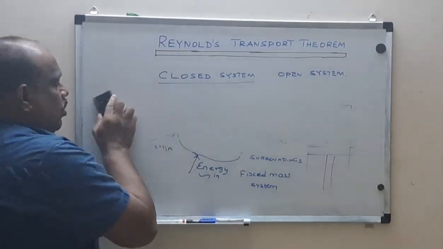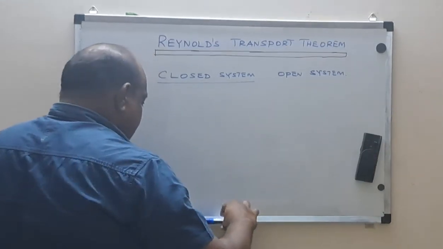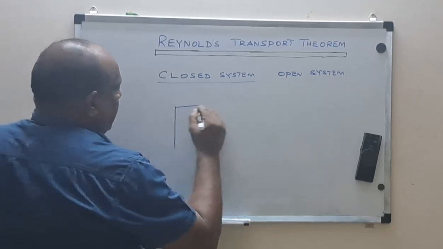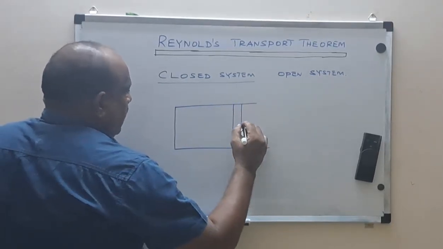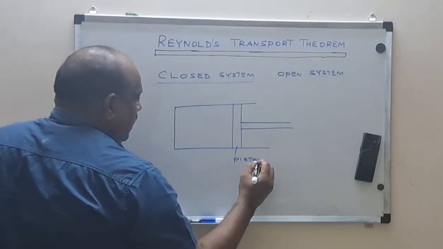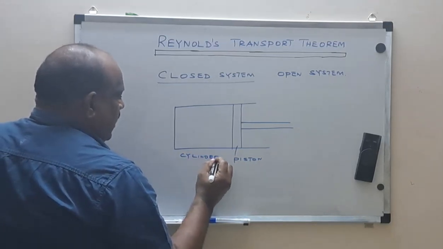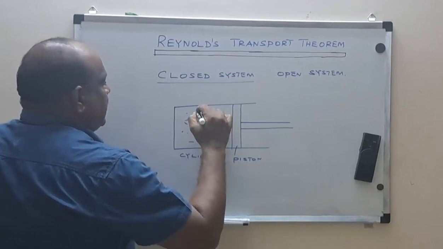A very good example of a closed system is my piston cylinder assembly. So if you take this, this one is my piston, and these three sides are my cylinder. And here some amount of working medium, let us take it as air.